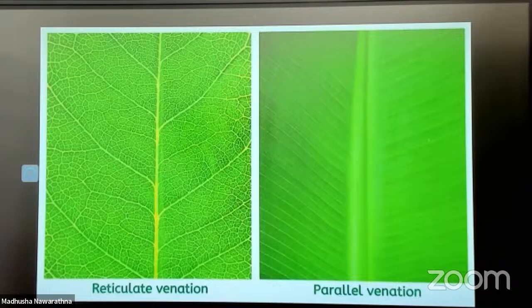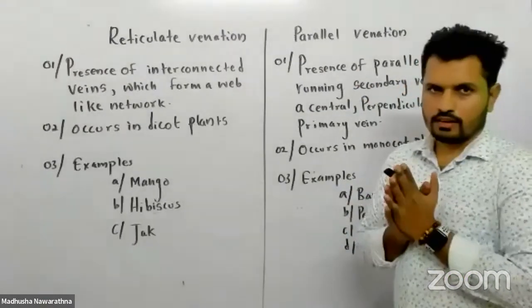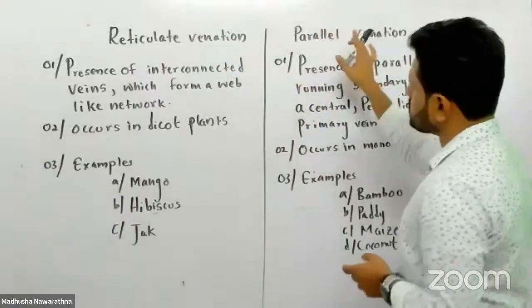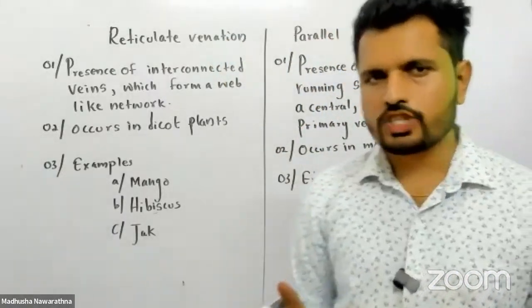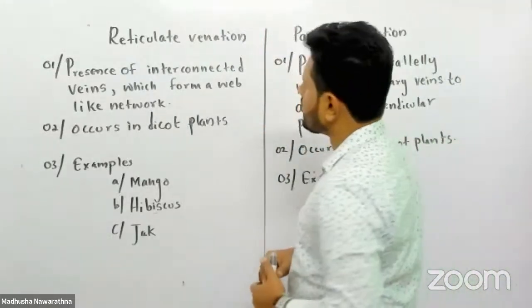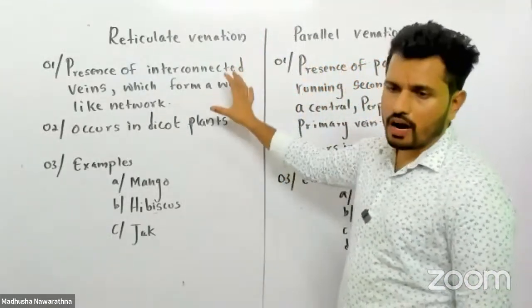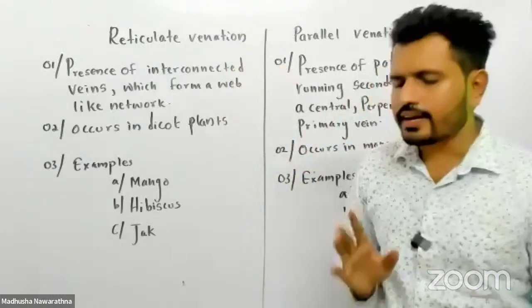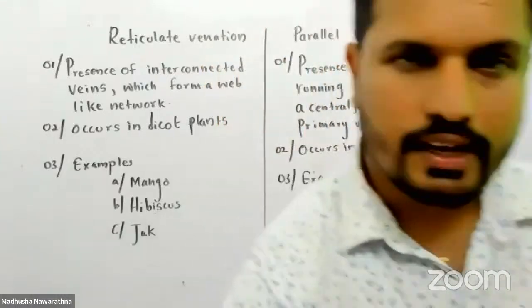Now look at this. Look at these points. Reticulate venation and the parallel venation. So now look at this reticulate venation. The presence of interconnected veins.